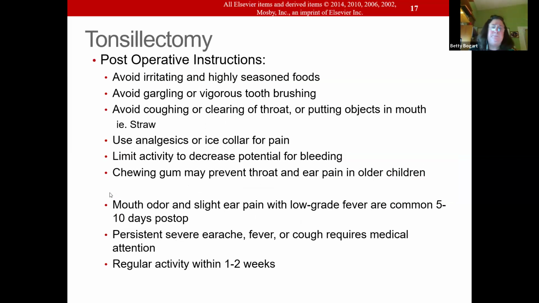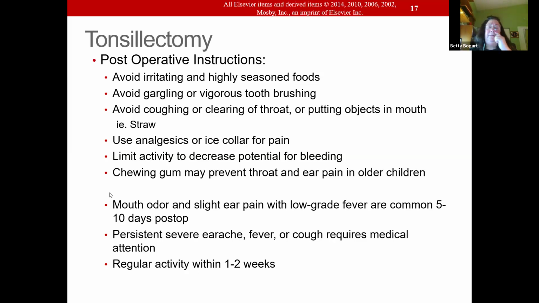Well, postoperatively, you've got the sides of the throat where they've cut out the tonsils and cauterized the area. So there are big scabs back there. So no irritating seasoned foods, like no orange juice, no really spicy foods, because it will burn. No gargling, minimal toothbrushing. You don't want to be aggressive. Nothing in the mouth. No looking down there to see, oh, are you bleeding down there? No, because you can increase it.